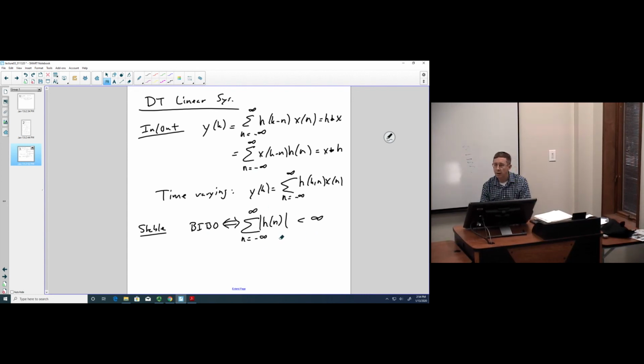Previously, we called this quantity absolutely integrable, because I was integrating the absolute value. This we call absolutely summable. If you can take a signal, take its magnitude, add it up, and get a number less than infinity, we call that absolutely summable.